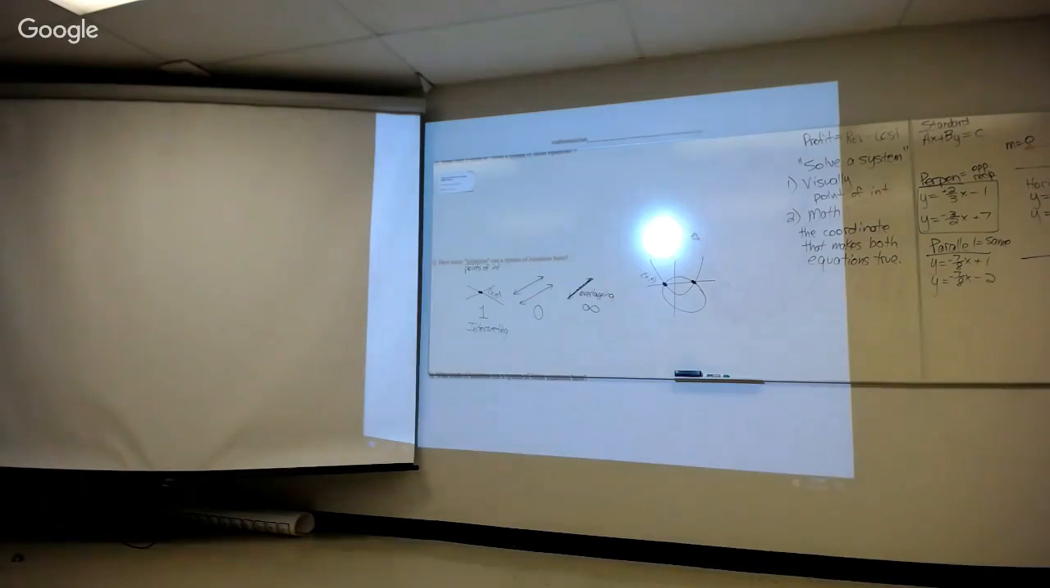Now, the other thing that makes this class interesting is that we will go beyond 2 dimensions. So we won't just be looking at a 2-dimensional graph, we'll be looking at a 3-dimensional graph. And when you have a 3-dimensional graph, you're looking at 3 lines in space and wondering where all 3 lines intersect. And that's tough to visualize, but how can we visualize that?